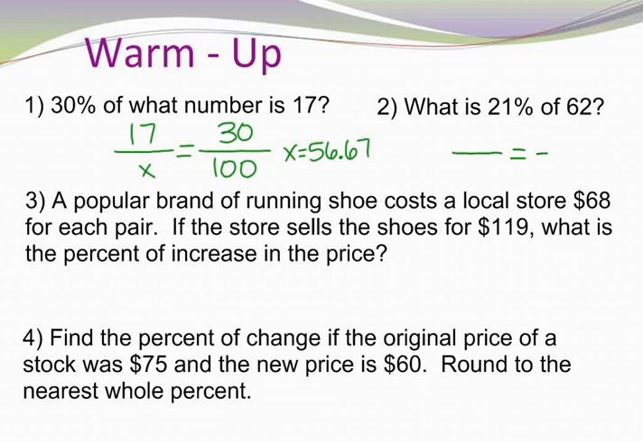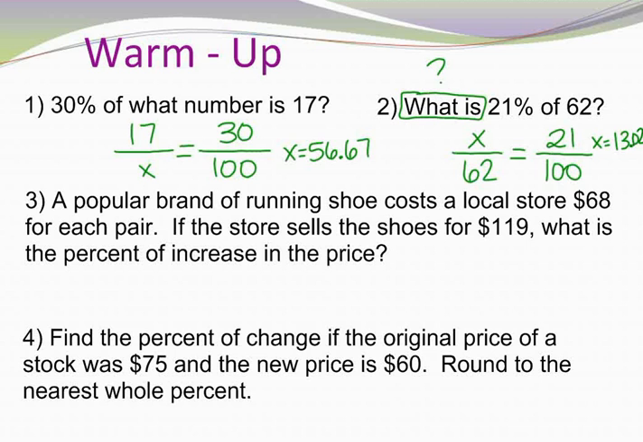Same kind of setup on number 2, a percent proportion problem. The 100 goes down here. It says, what is, and this is our question, you know, we're looking for this, 21% of 62. I fill in my numbers. I cross multiply and divide, and I end up with x equals 13 and 2 hundredths.